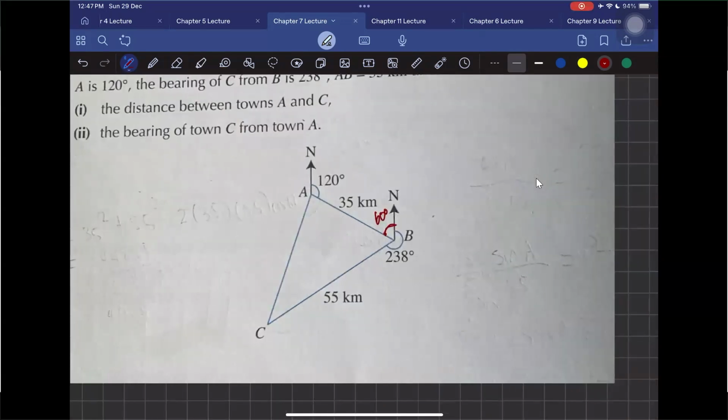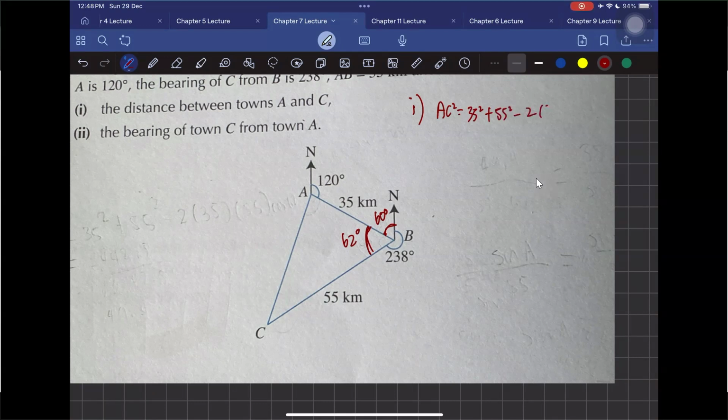Once we have this, we can also find this angle. That is just 360 minus 60 minus 238, and you should get 62 degrees. You're told to find AC, so again first step is your cosine rule. AC square equals 35 square plus 55 square. And then I want you to solve this.